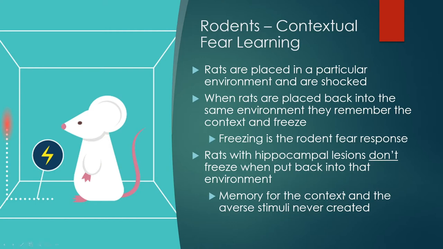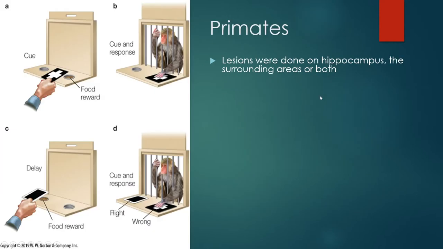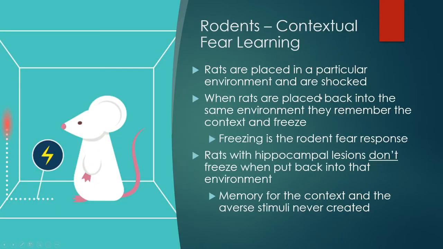So the idea is that they haven't retained the fact that that environment was something to be feared, something that had an aversive stimulus. The ones with an intact hippocampus remembered that it was the same environment they got shocked in before, and as soon as they were put in there, they'd freak out because they didn't want to get shocked. So it's just another example that the hippocampus itself is responsible for forming this map of specific environments.